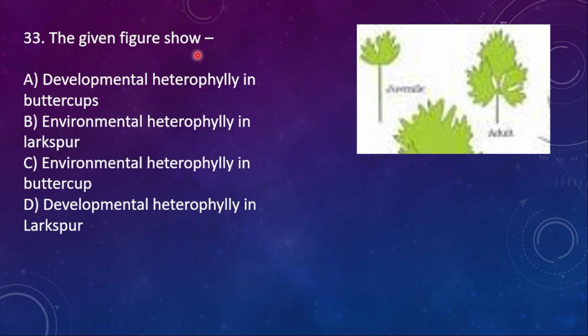33. The given figure shows this one, and this one. A. Developmental heterophyly in buttercup, environmental heterophyly in larkspur, environmental heterophyly in buttercup, and developmental heterophyly in larkspur. So this figure shows that this is the larkspur and developmental heterophyly in larkspur.